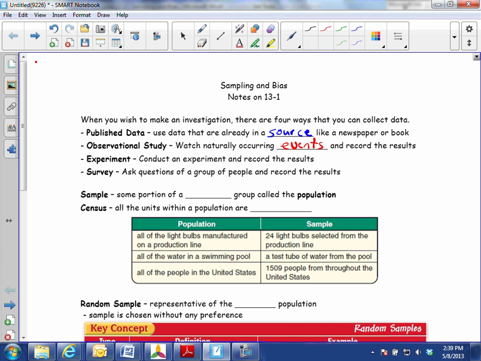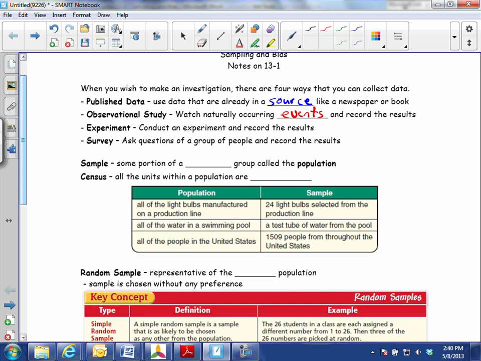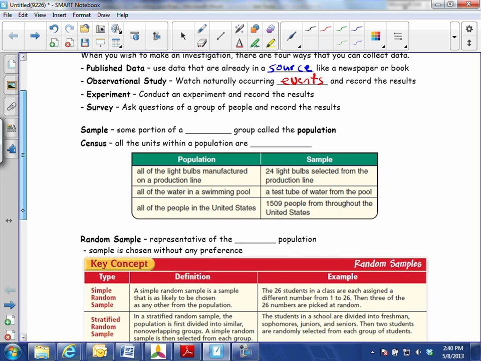and recording the results. You can go out and watch how many birds fly down and pick at the road over there. Something that you can watch and then write down and record the results. An experiment is usually when you're doing something in science where you conduct an experiment to figure out what happens. A survey is what we usually think about when we're working with statistics. It's when you go out and ask a bunch of people a bunch of questions and figure out what their answers are.